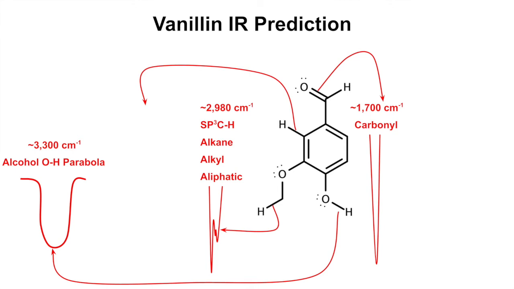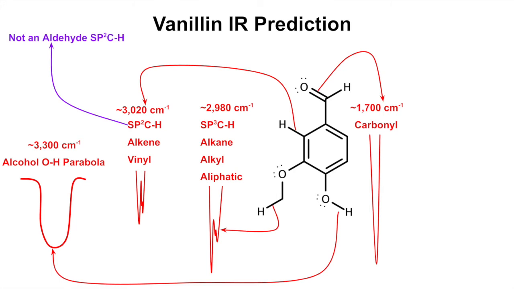And then we have the sp2 carbon hydrogen, that's a little over 3000. We can call it an alkene carbon hydrogen signal, or a vinyl carbon hydrogen signal, another older term. And it'll look something like that. It's similar to the alkyl or alkane signal, but usually a little bit weaker. I call these alkene vinyl ones sp2 carbon hydrogens, and maybe I shouldn't, because there are sp2 carbon hydrogens that don't show up a little over 3,000, and the aldehyde here is one of them.